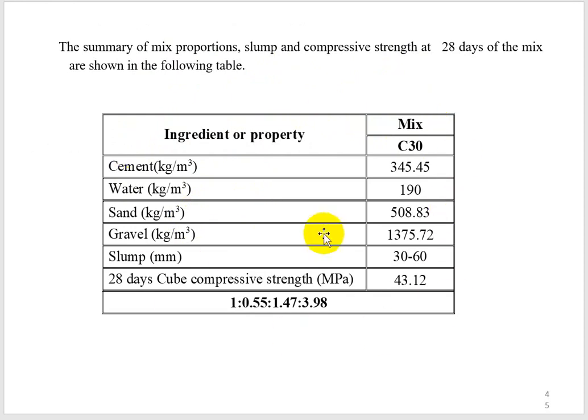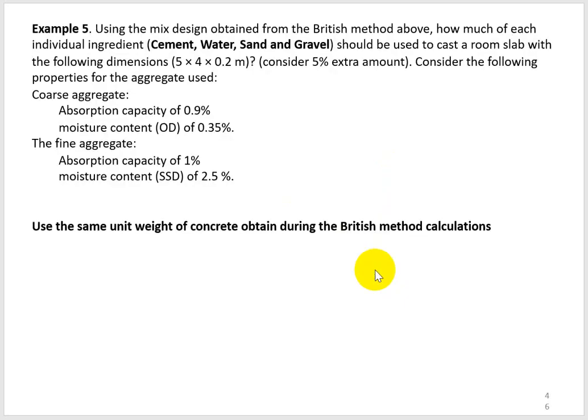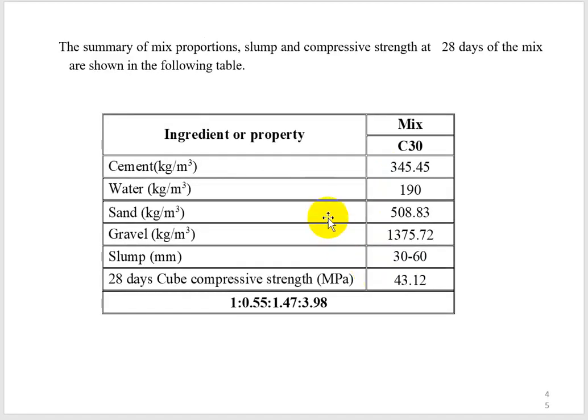Once we complete all these calculations, we can fill that table, and we can also get these proportions by dividing all this information and these weights over the cement weight. So 190 divided by 345, and so on and so forth. Okay, so that's it for the example.